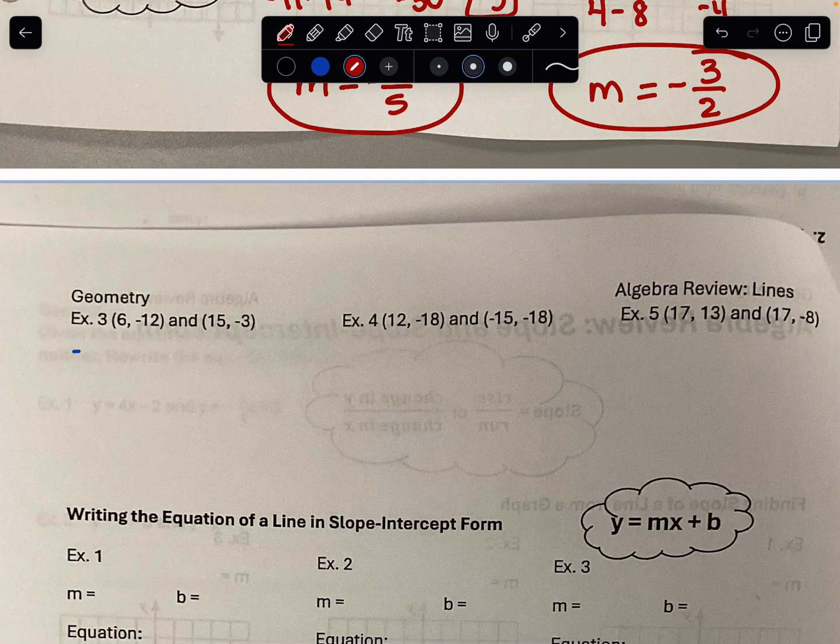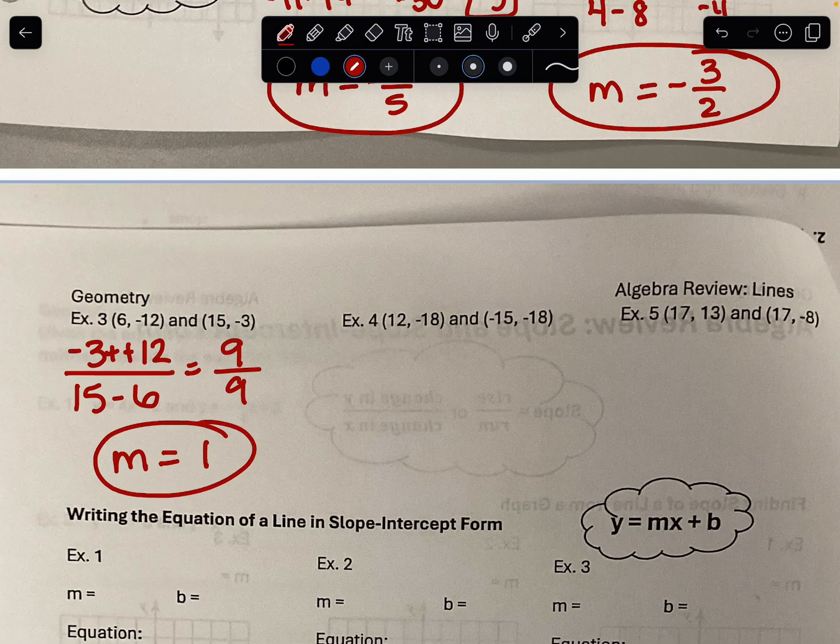Okay? All right. Brady, number 3. Just set it up for me, please. -3 minus 6, minus -12, over 15 minus 6. Okay, what happens to that double negative? Turns positive. So -3 plus 12 is equal to what? 9. What about 15 minus 6? 9. Also 9. Brady, what's 9 divided by 9? 1.